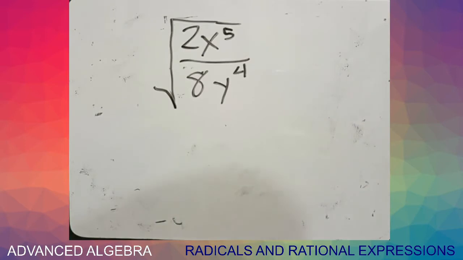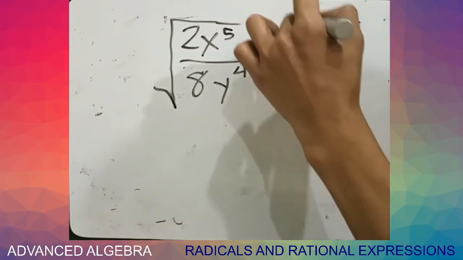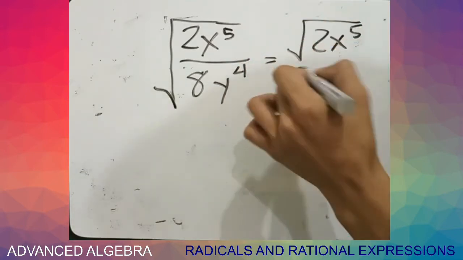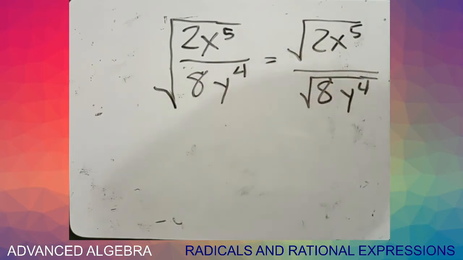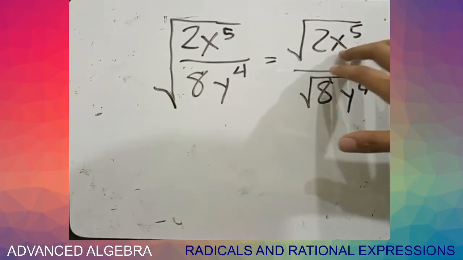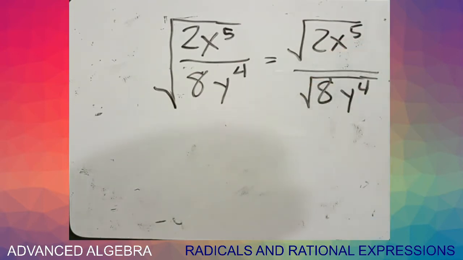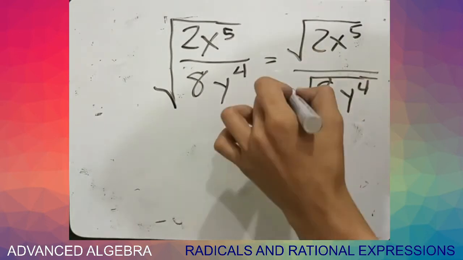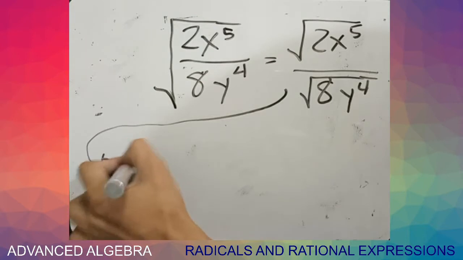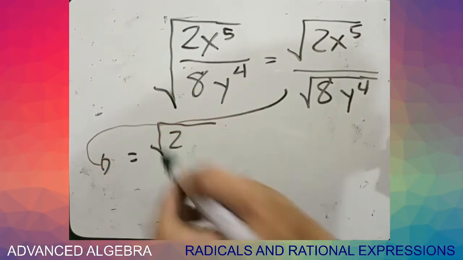Sunod na example is the square root of 2x to the 5th power over 8y to the 4th power. Ganun pa rin ang gagawin natin, paghihiwalay natin sila. So, the square root of 2x to the 5th power over the square root of 8y to the 4th power. Based dito sa algebraic expression natin sa loob ng radical, alin dyan ang may perfect square root? Si 2, wala. Si x to the 5th power, meron siyang factor na may perfect square root. So, factor muna natin, lagyan natin ng arrow.